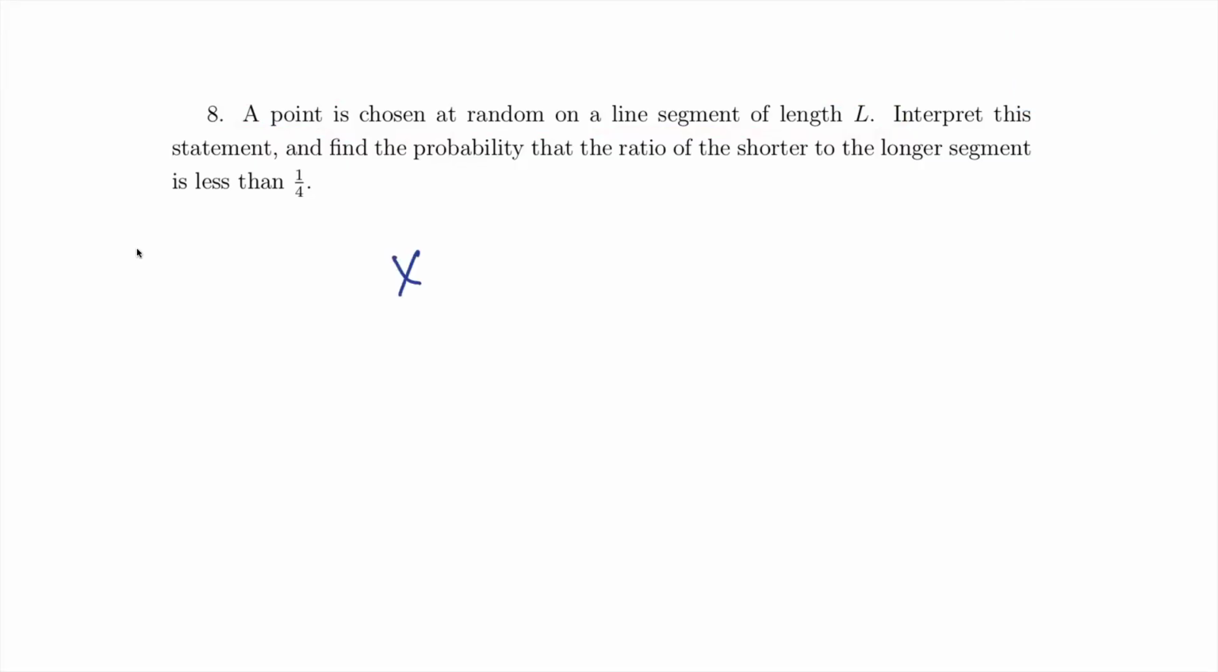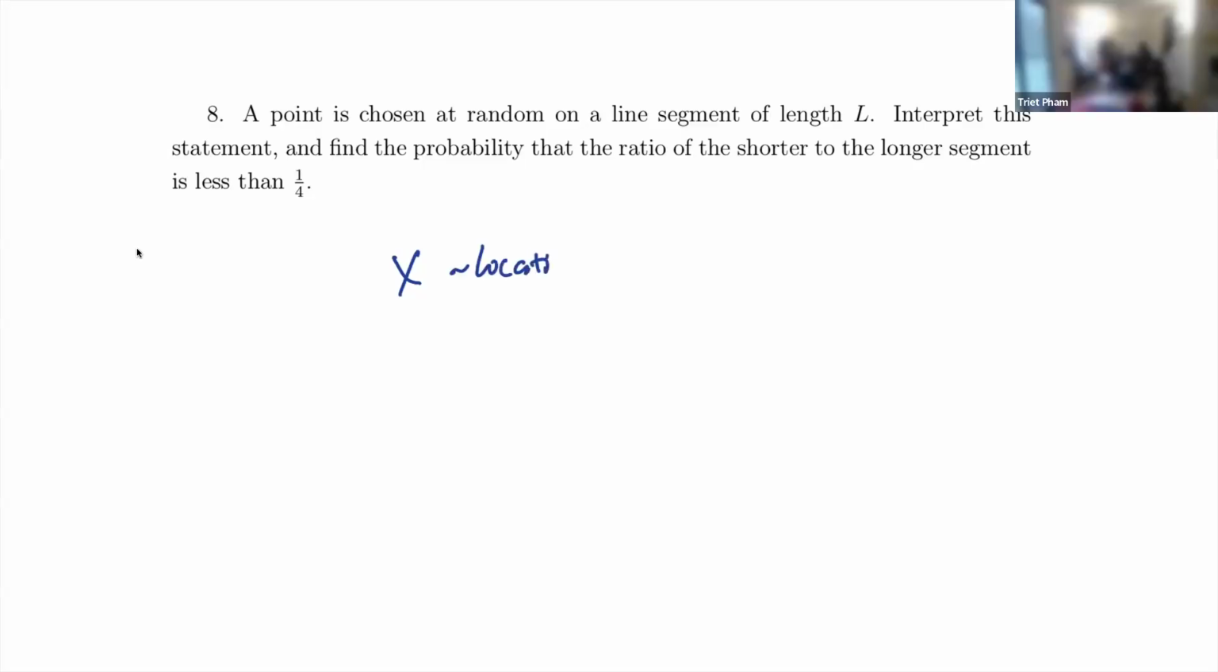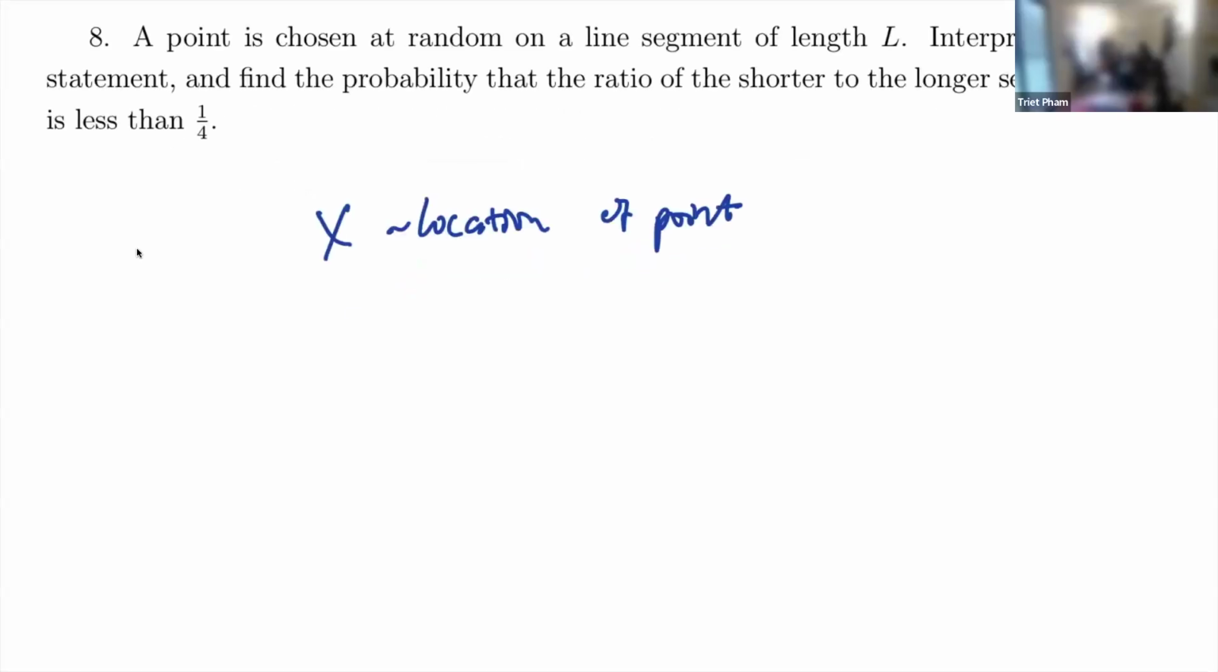Yeah, it would be the uniform PDF that we were talking about before, I think. Right. So if you let X be the location of the point, then what we're saying is X is uniform from 0 to L. So X, as a random variable, is a uniform random variable. But that's kind of just a small part.